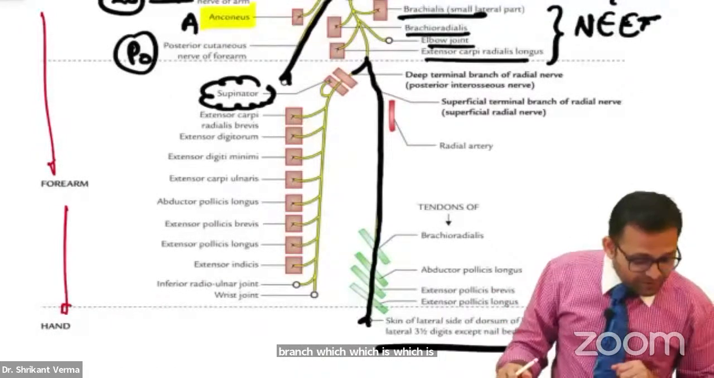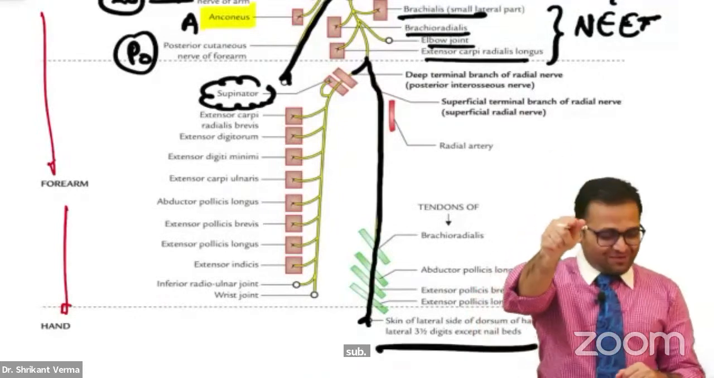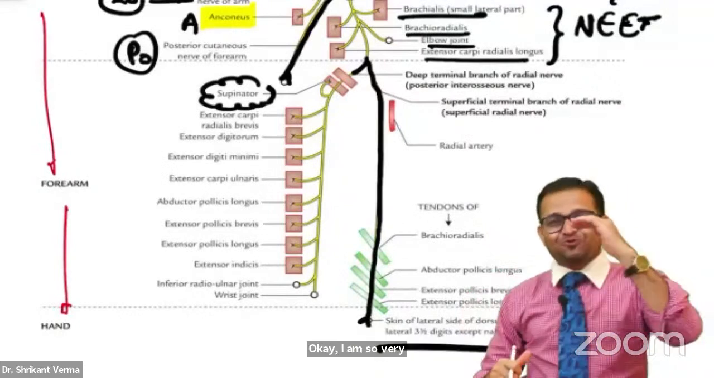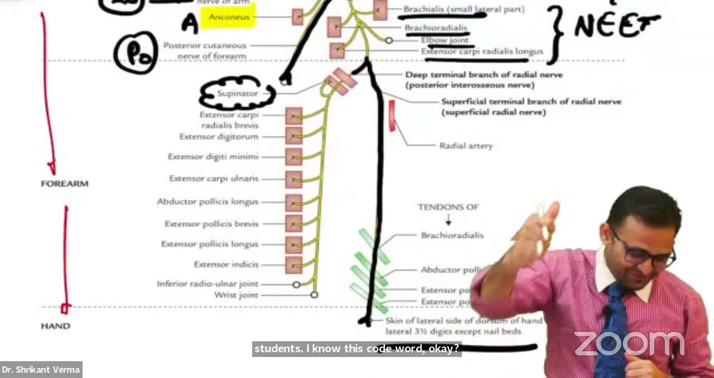Okay, Ayan Verma, roll number 67. So the students who are giving their roll number, you will get extra mark. Okay, Ayan. So very good, better. And inform all the students. I know this code word. Okay, this code word only the RIMS students can understand. Okay, Ayan, very good, better.